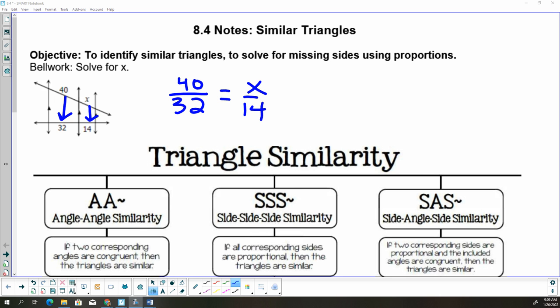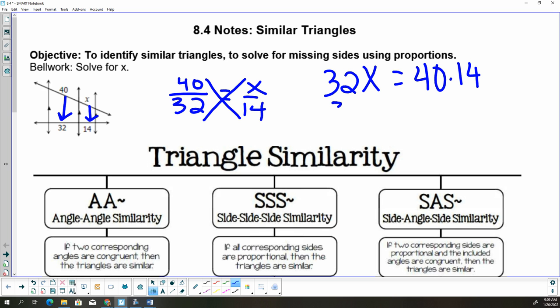This is Geometry 8.4. Today we're going to talk about similar triangles. To review from yesterday, we set up a proportion 40 over 32 is x over 14, and now we cross multiply and solve. 32x is equal to 40 times 14. Can you tell me what is 40 times 14? 560. And then we take 560 divided by 32, and you said 17.5.